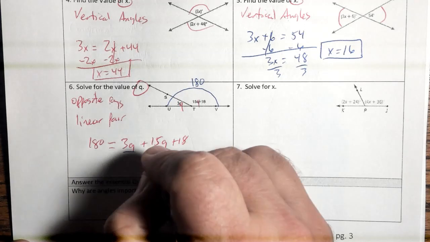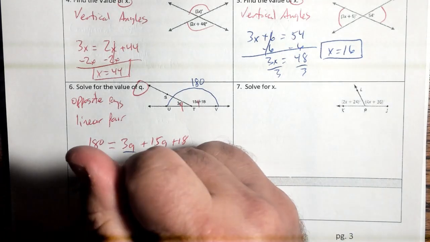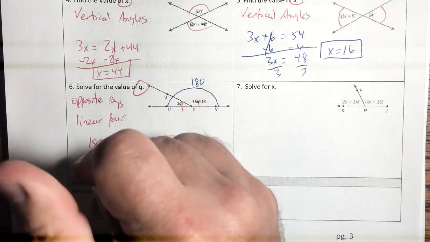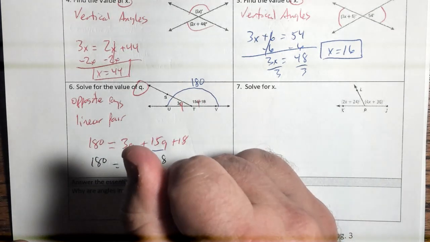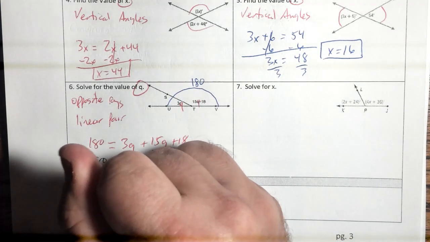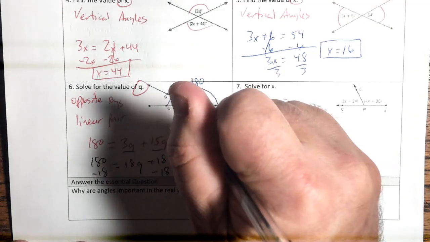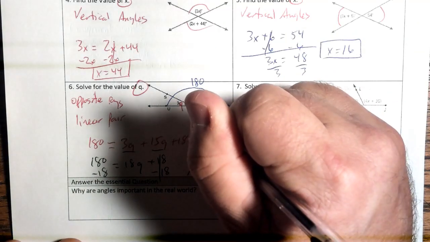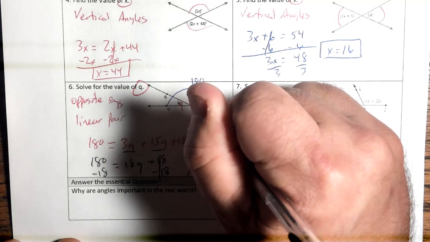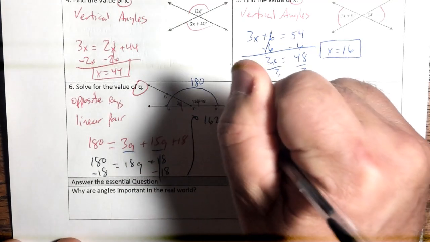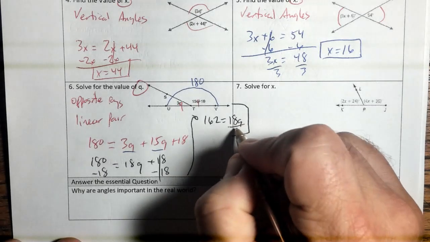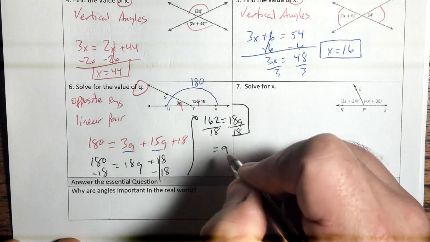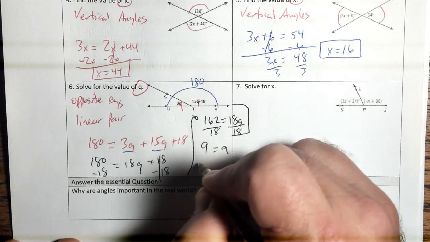Okay, so we got a 3Q and a 15Q. 3 plus 15 is 18Q. That other 18 comes along and 180 comes down. Subtract the 18 from both sides. These cancel out. 180 minus 18 gives us 162. 18Q. Divide both sides by 18. Q is going to equal 9.